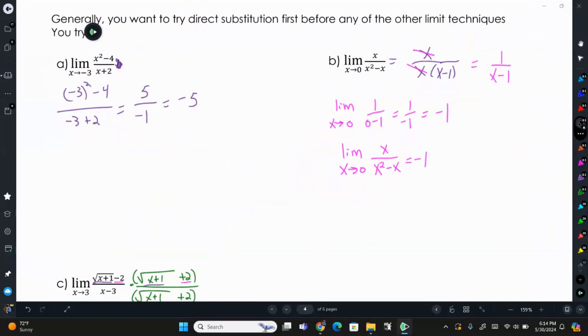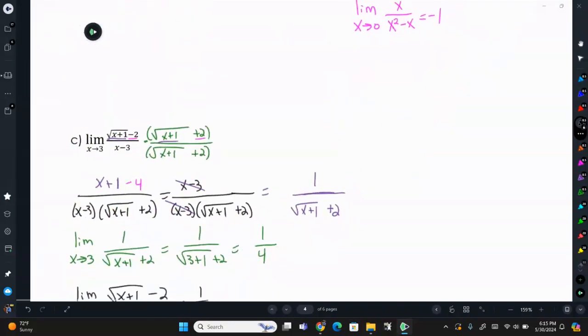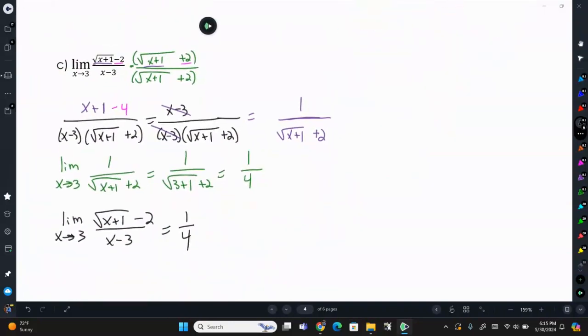Letter B, you had to factor out the x from the denominator, and then once you factored out the x from the denominator, that allowed you to substitute in 0 for x, and you're able to see that the limit is -1. And then letter C is the one, again, like I said, you had to rationalize.